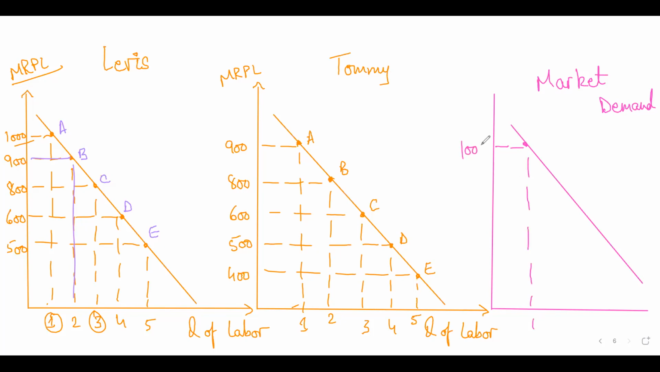But at $900, what will be the total demand? Levi's would hire two people and Tommy would hire one person. So the total demand in the market for $900 would be how much? Students, are you getting me or not? Are you following me or not? So that would be three.